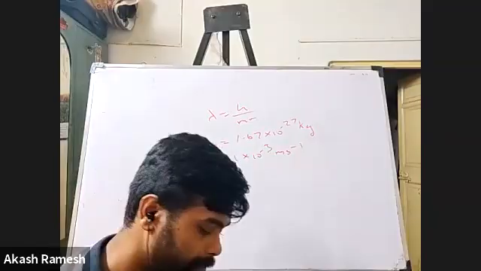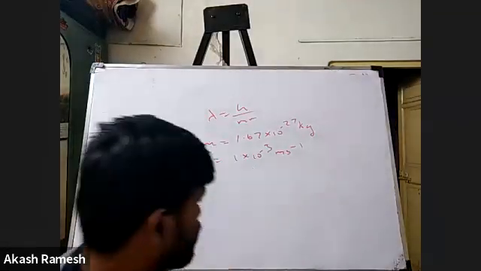I have a doubt, sir. The speed you told us, is it 1 into 10 power 3 or 10 power minus 3? 10 power minus 3. Velocity is 10 to the power minus 3.